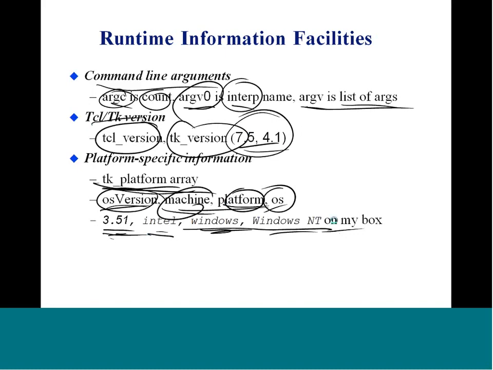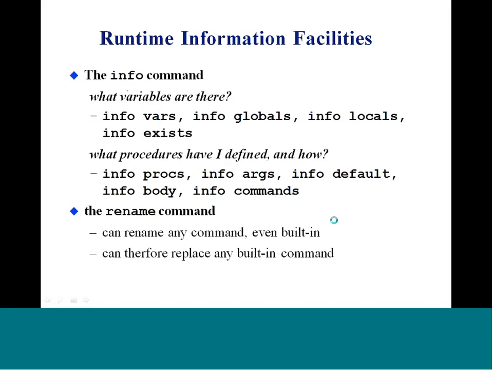So these are some of the other commands, and then there is also the info command. The info command can have additional variables. So info vars is one command, info globals is another one, info locals, and then info exists. These things can give you information about the various variables that you are using for the program. And then if you have defined procedures, you can get information about them through info procs, info args, info default, info body, and info commands.